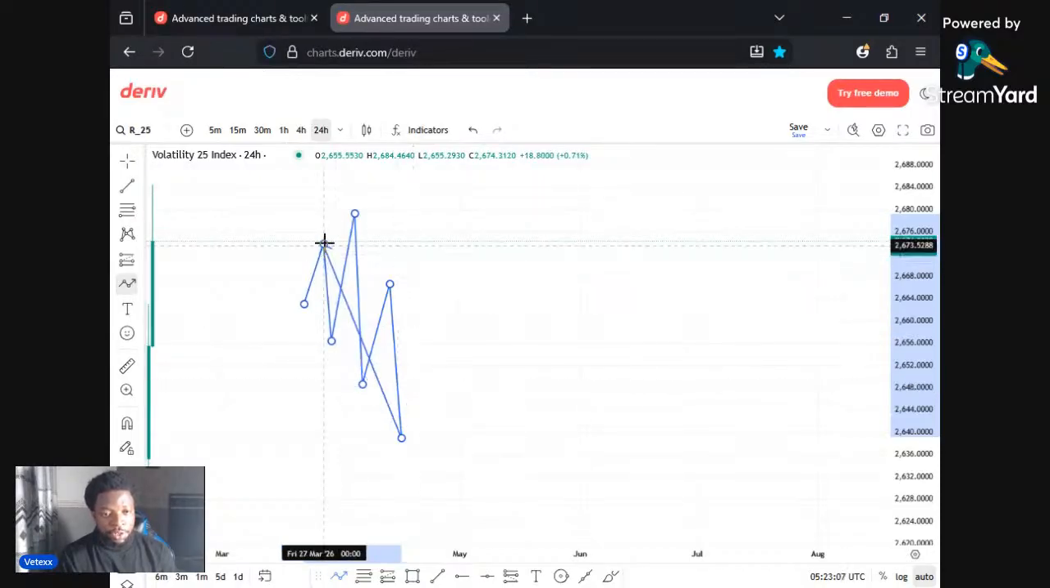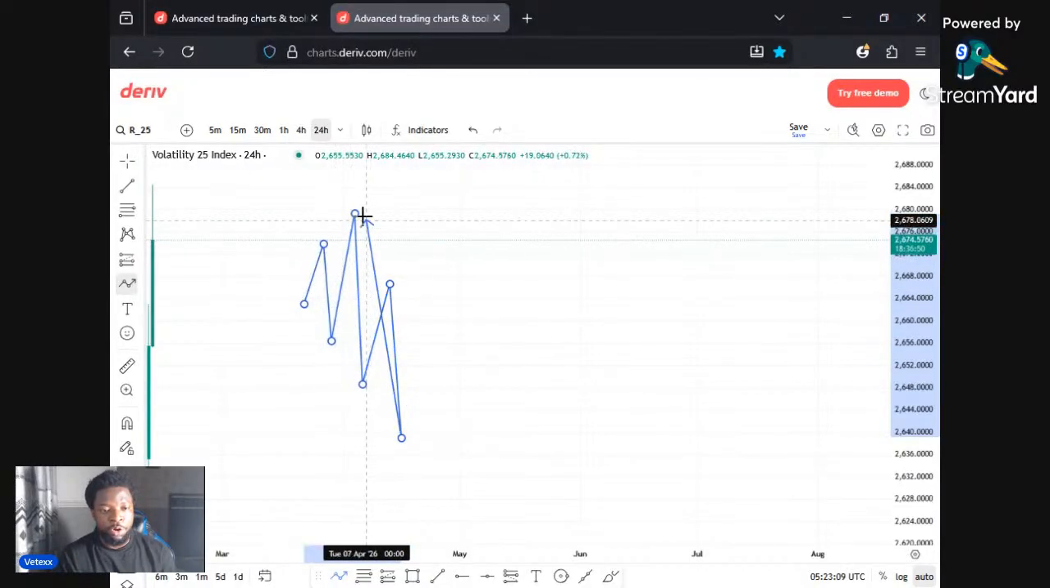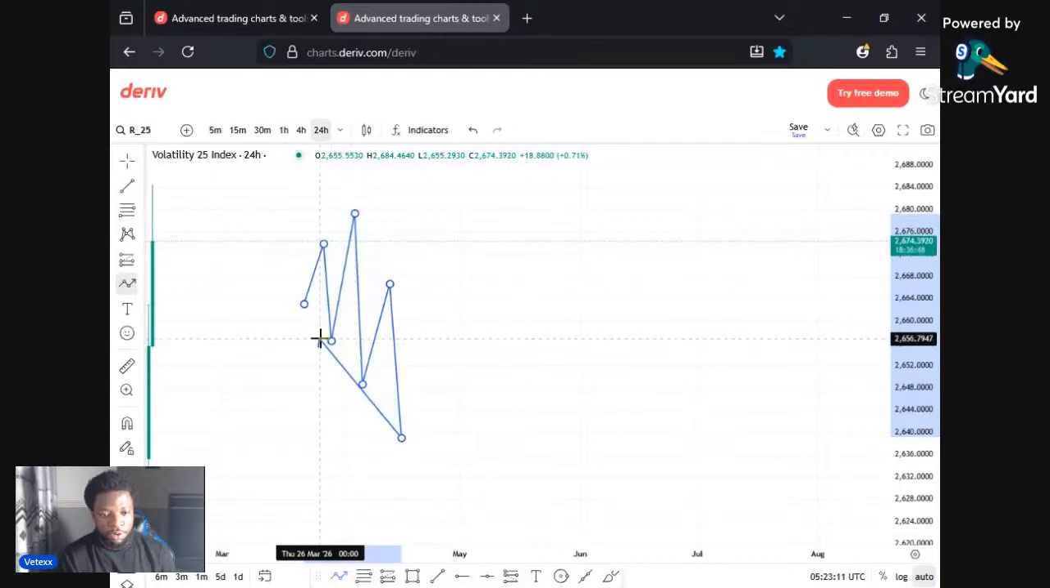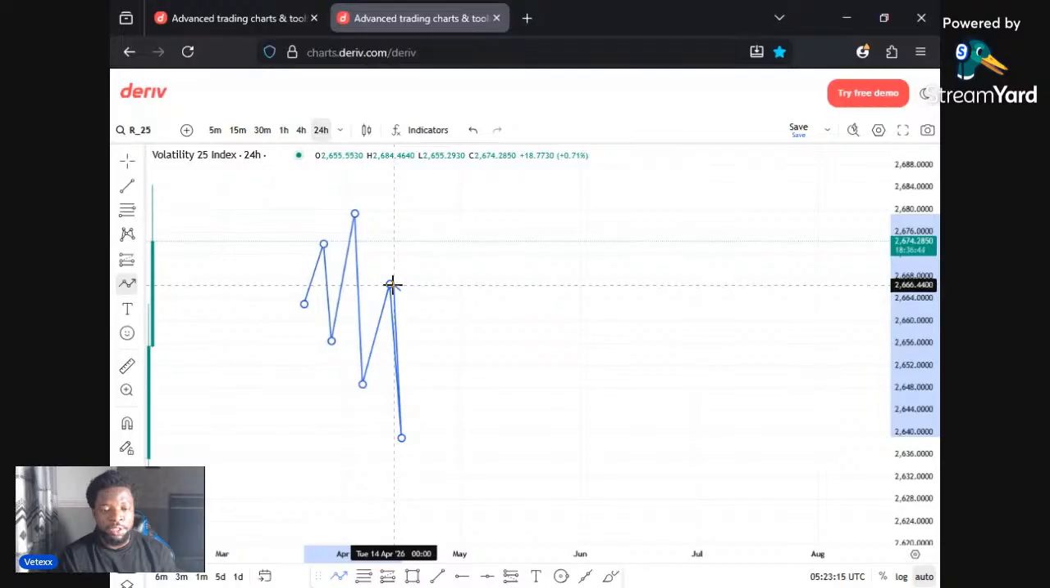There must be a sweep of liquidity. Rule number two, there must be a break of structure to the opposite direction. We have this break of structure. Rule number three, there must be the 50% retracement. Rule number four, there must be a second break of structure to the opposite direction. That is where we get this.